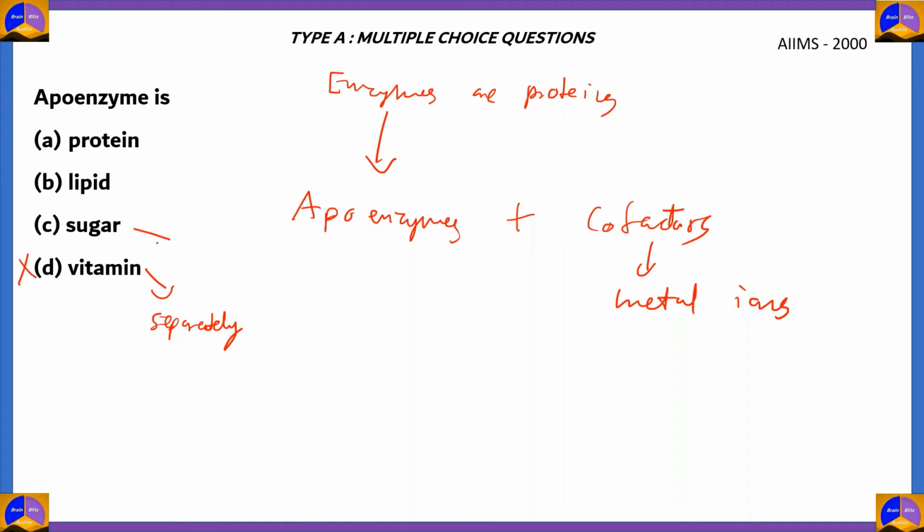Option C, sugar. The apoenzyme does not contain sugar. Sugar is found in glucose, starch, carbohydrates, etc. So option C is incorrect. Option B, lipids. Lipids are components of body fat. So lipids make up fatty acids and oils, etc. So option B is incorrect. The right answer is option A, protein. Since enzymes are proteins and they're composed of apoenzymes and cofactors, cofactors are metal ions, so apoenzymes have to be proteins. So option A, proteins, is correct.